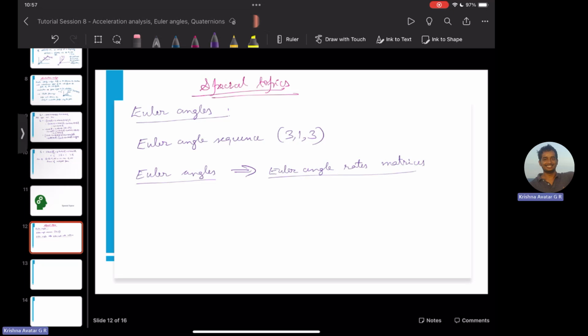Now, as we recall, the way we constructed Euler angles was that the Euler angle rate matrix, if we have, say, three parameters phi, theta, and psi, was defined as Rk psi transpose, Rj theta transpose, and then Ei, comma, Rk psi transpose.